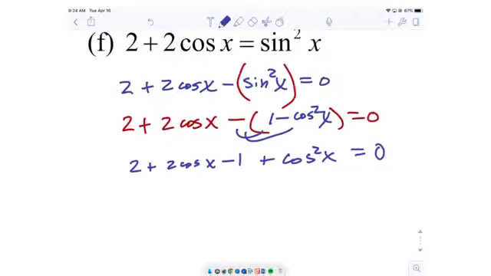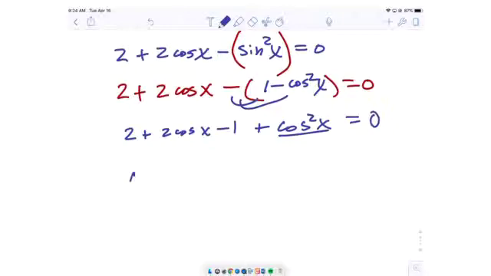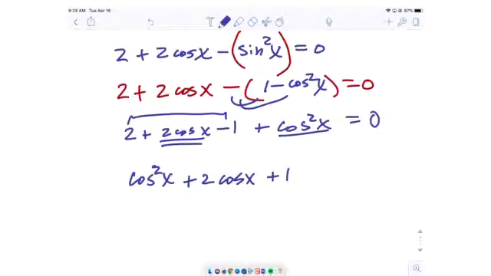And now all we have to do is combine like terms, and I think we'll write it in descending order. So I got a cosine squared in the front. I've got a plus 2 cosine of x in the middle. And now I've got these two guys joining forces. 2 minus 1 makes it plus 1. All right, so now it's looking prim and proper, right?